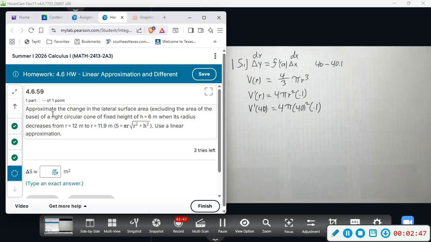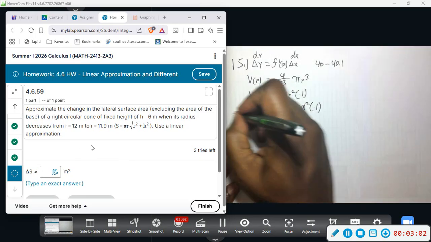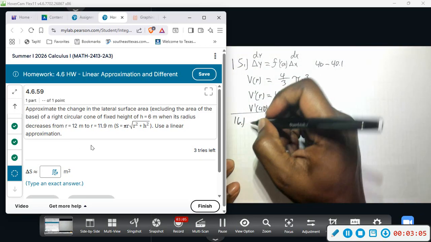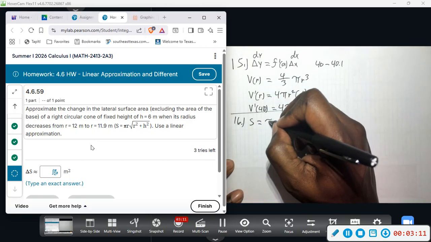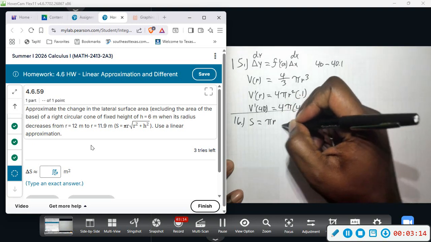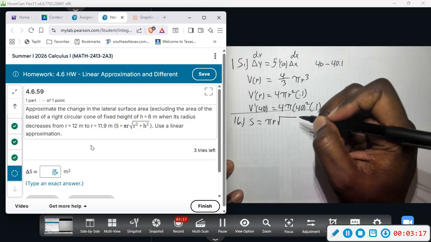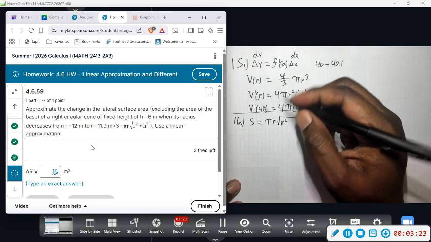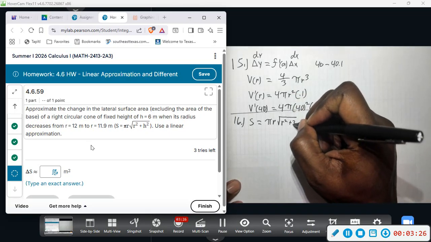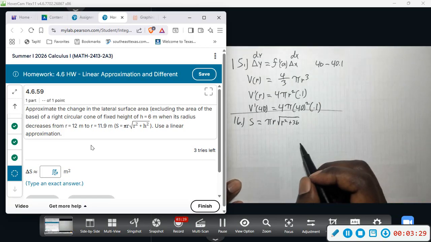All right, number 16, we want to approximate the change in the lateral surface area of a right cone with a fixed height of 6 when the radius decreases from 12 to 11.9. So same type of problem, just a different function. So we're doing surface area S equals pi r times the square root of r squared plus h squared. It said h was fixed, so I'm going to go ahead and put 6 squared, or just write it as 36. So here's my function. We're going to find the derivative.